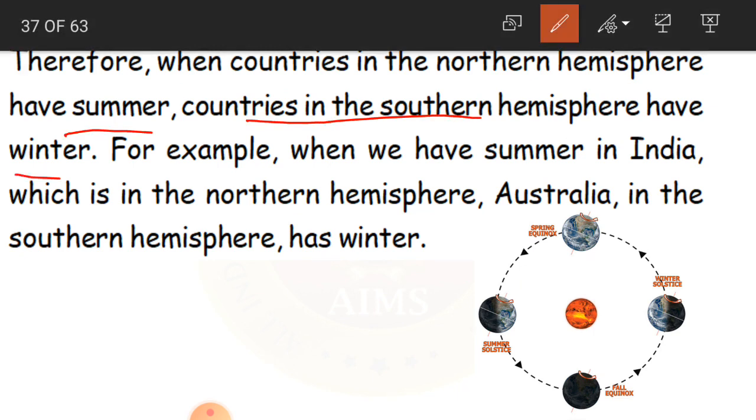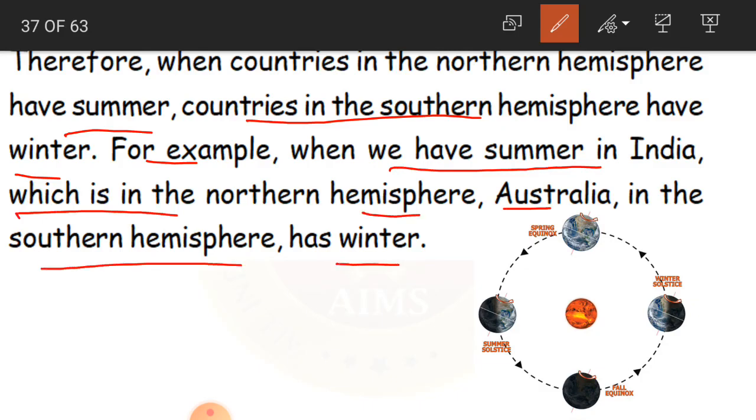winter. Okay, then for example, when we have summer in India, which is in the northern hemisphere, Australia in the southern hemisphere has winter. See here, when we'll be having summer in India, where is India? India is in the northern hemisphere, and Australia is in the southern hemisphere. So these are opposite direction countries. When it is summer in India, Australia will be having winter.